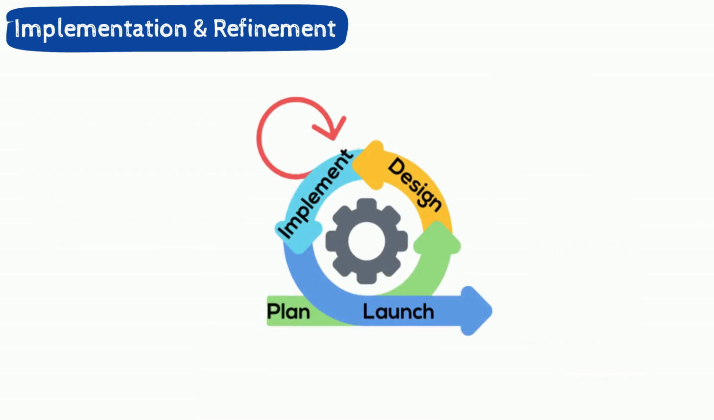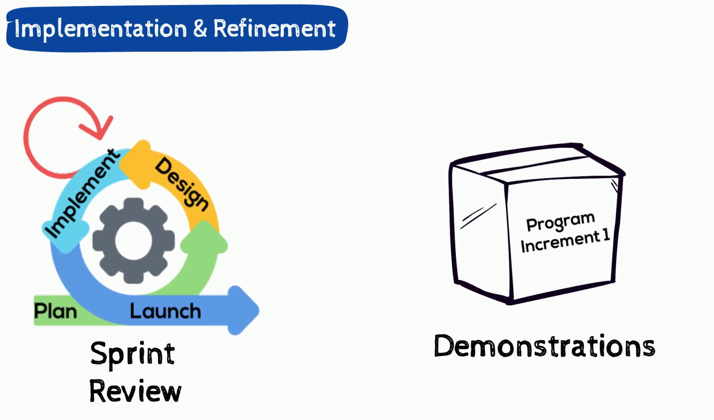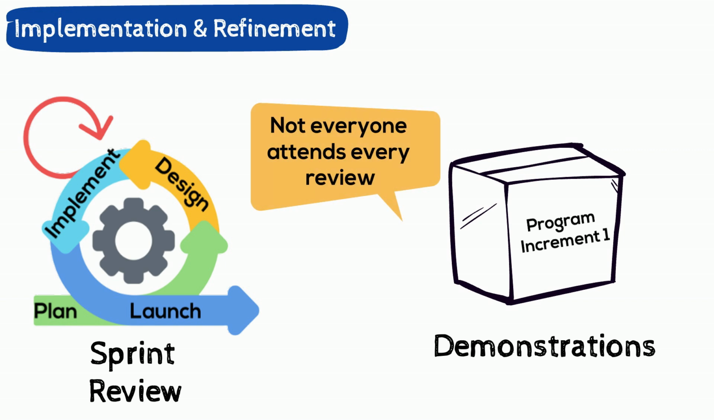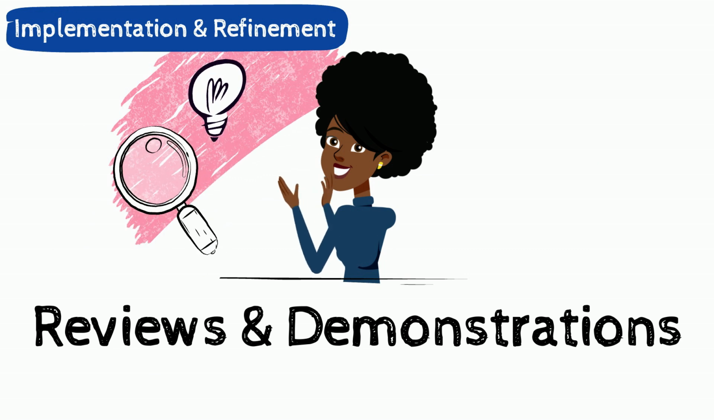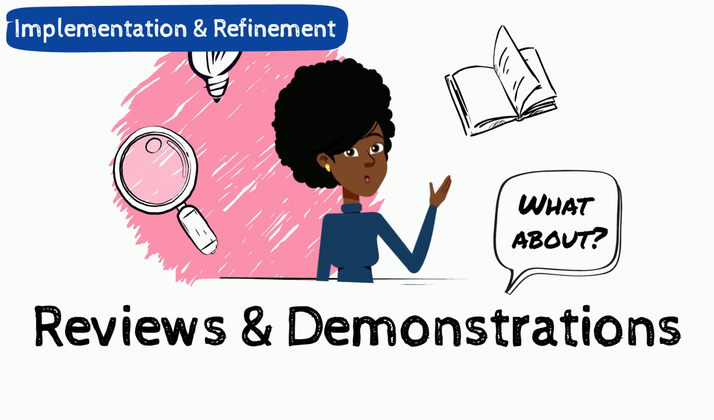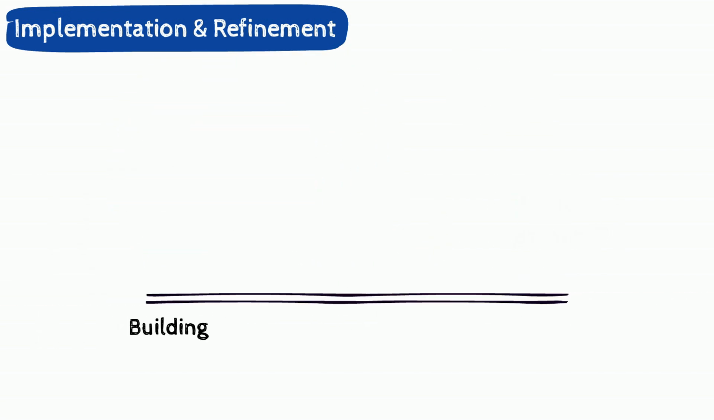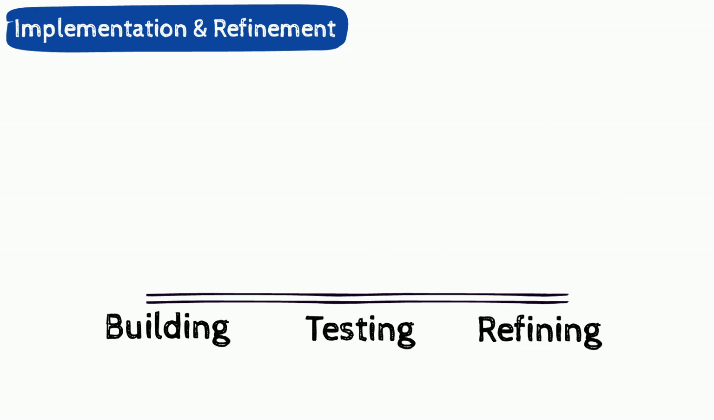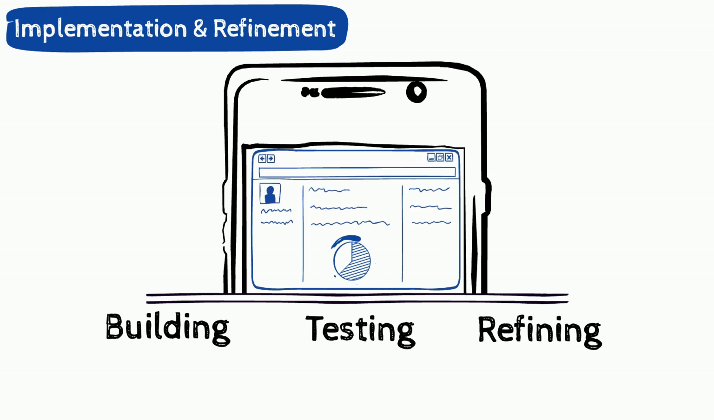At the end of each sprint, we conduct a sprint review. We also do a demonstration at the end of each program increment to show progress. Not everyone attends every review. We focus on the people whose expertise matters most. Feedback is documented, prioritized, and folded into future sprints. This constant loop of building, testing, and refining is what makes Agile so flexible, and ultimately implementation and refinement of the system a success.